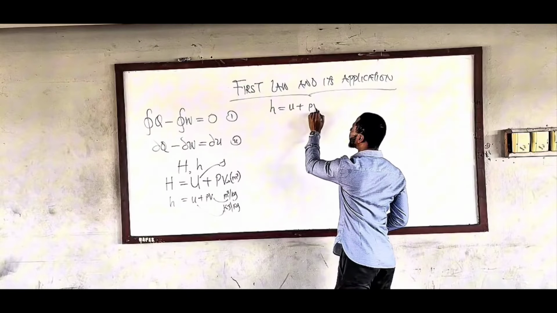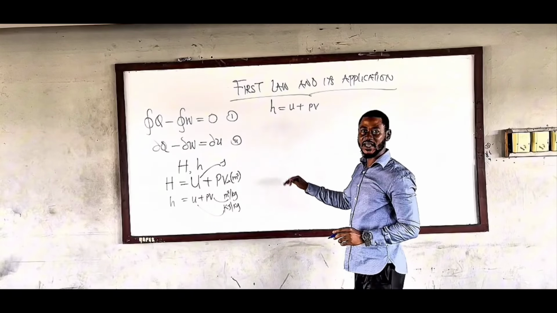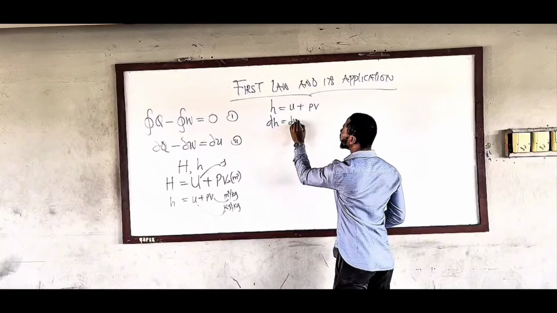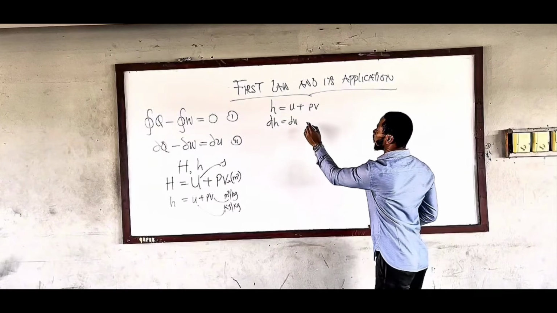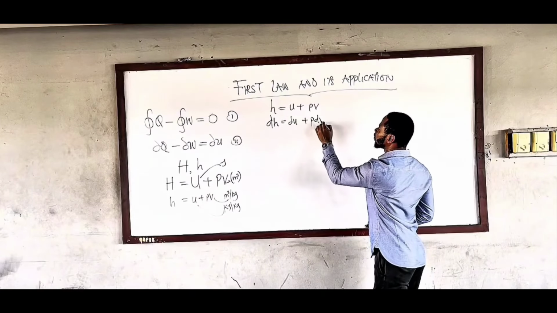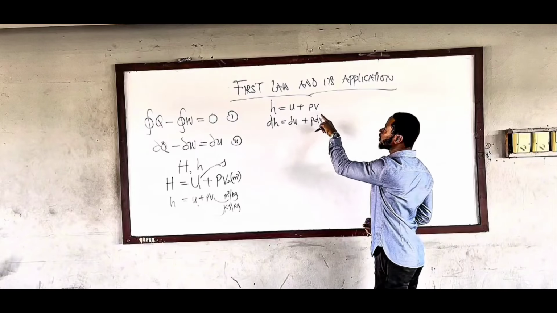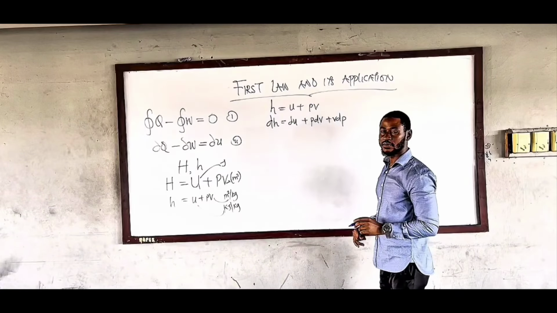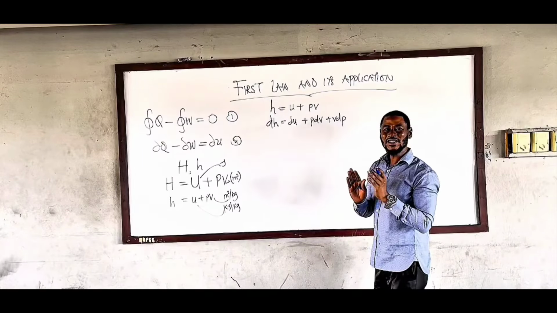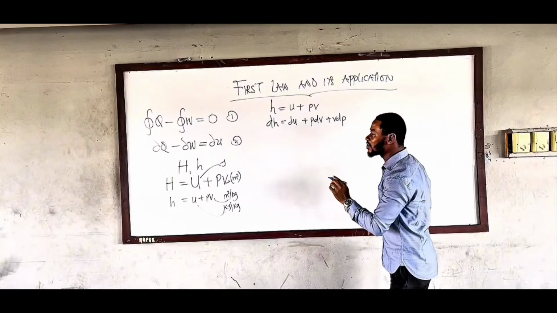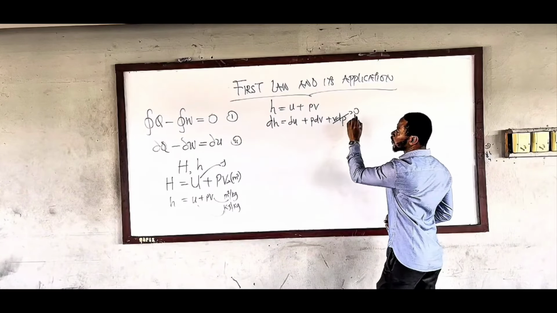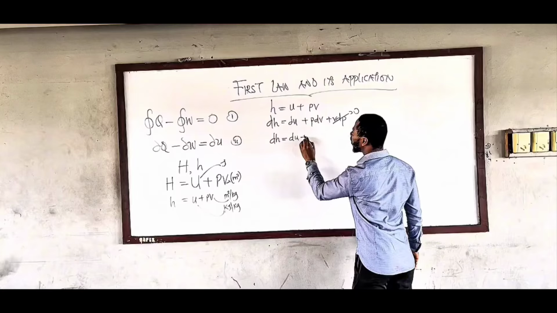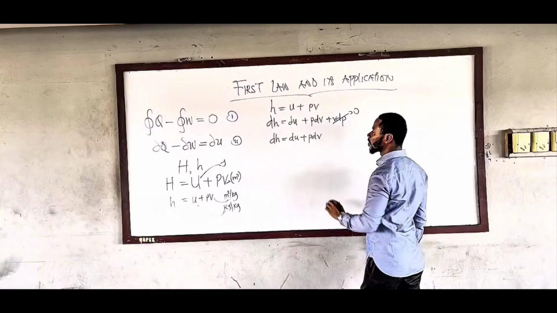Now, when you differentiate this expression, you have H equals U plus PV. This is a product rule, which is done in this manner: P dV plus V dP. Now for a constant pressure process, the dP tends to 0. So we are left with dh equals du plus P dv.